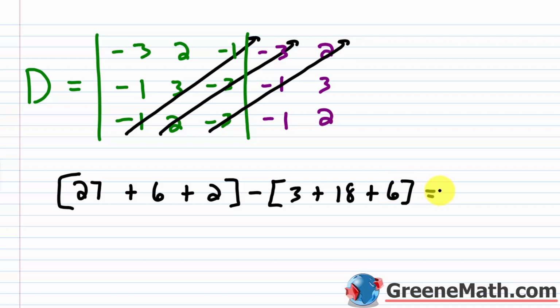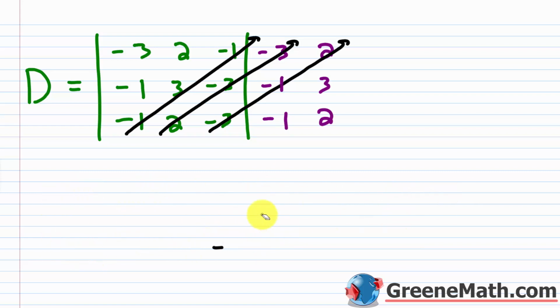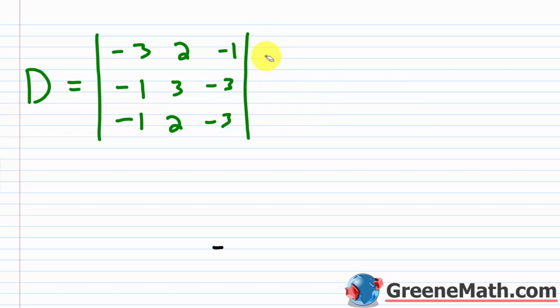So what's this going to be equal to? Well, 27 plus 6 is going to be 33, and then plus 2 is 35. And then minus 3 plus 18 is 21, plus 6 is 27. If I do 35 minus 27, I get 8, okay? So D here is equal to 8. So let's just erase all of this, okay? I'm going to erase this. And I'm just going to say that the value here is going to be 8. And again, this is going to be used in every formula.